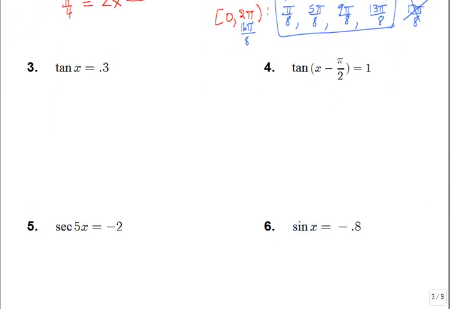Okay, let's take a look at tangent of x equals 0.3. Now to solve this, we want to isolate our trig function, and this one already is, so we're all set to go. What makes this one a little bit different, however, is that we have a 0.3 over here, which is not one of our nice values on our unit circle.